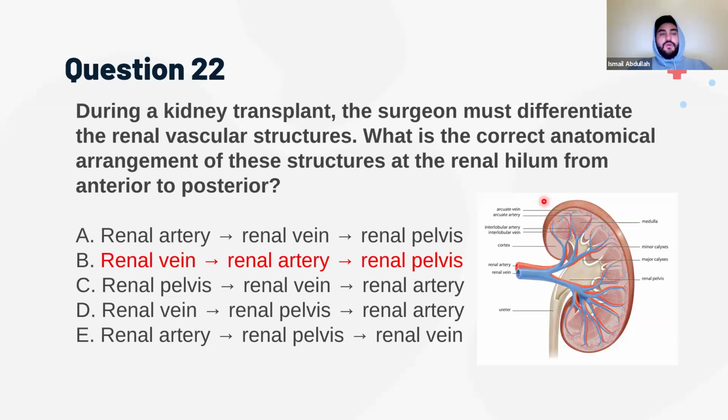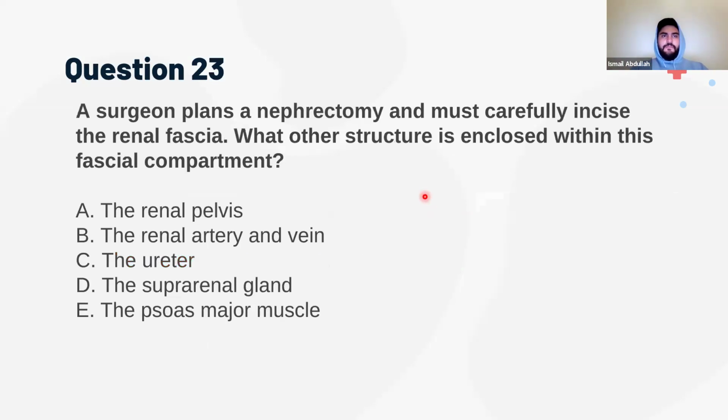Yes, it's going to be B. So, most anterior, we have the renal vein, and then medially, we're going to have the artery, and posteriorly, we're going to have the pelvis. Yeah, I think it's pretty straightforward.